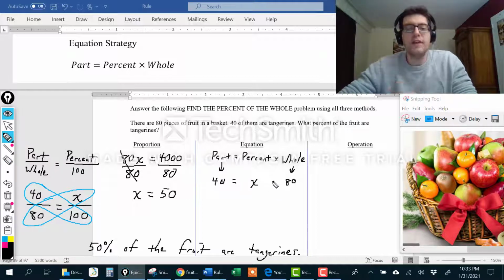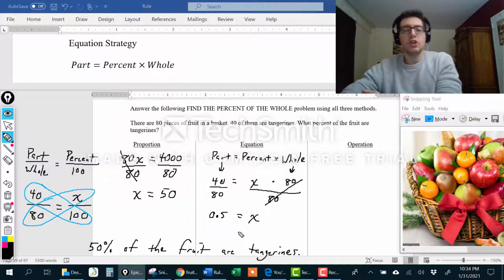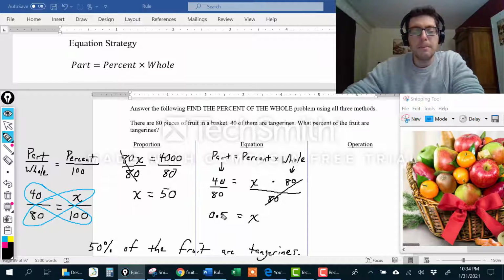It means the exact same thing. Anyway, over here we have X times 80 equals 40. So to get rid of that 80, we would have to do the inverse of multiplication, which is division. So let's divide both sides by 80. So it would cancel over here, and we would get X equals 40 divided by 80 is 0.5. Now, to convert a decimal into a percent, what you do is you take the decimal point and you move it 2 spaces to the right.